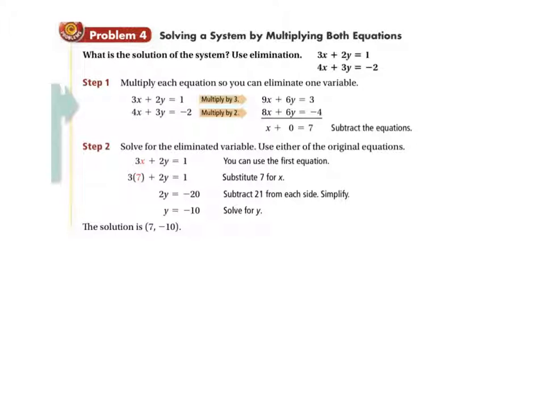And you notice here, if I multiply the top one by a 3, and the bottom one by a 2, I would get 6's on both, and I'd be allowed to subtract. So let's explore that here real quick. So again, if I multiply the top equation by 3, I'm going to get 9x plus 6y equals 3. The bottom equation by 2, 8x plus 6y equals negative 4. Now I can go ahead and subtract, and I can wipe out.